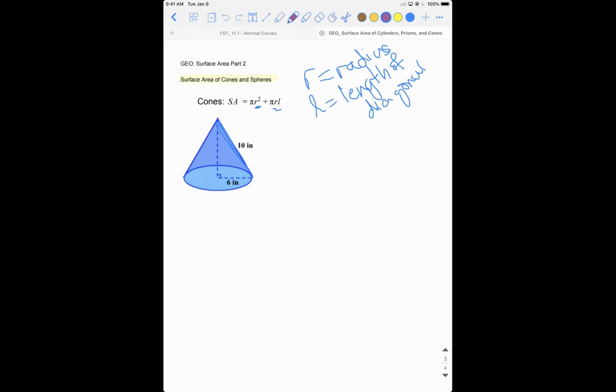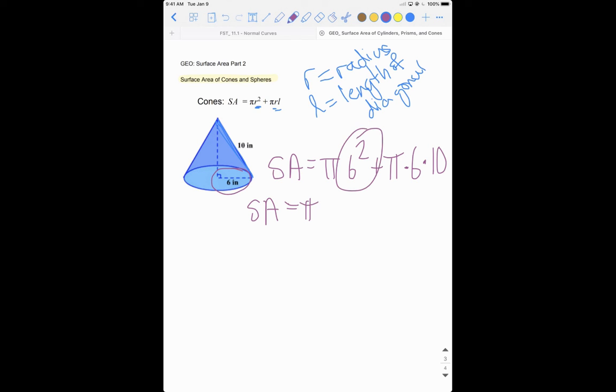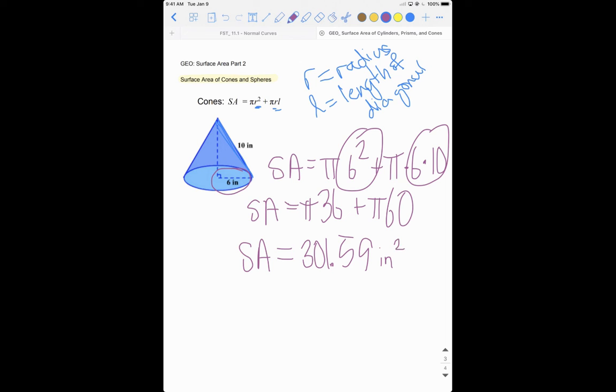So we have our surface area is equal to pi times our radius squared, which is 6 squared, plus pi times our radius times our length, which is 10. So personally, I like to simplify before putting in the calculator. Kind of takes out some error. So surface area is equal to pi times 36, plus pi times 60. And now it's much easier to type in your calculator. And when you go through and type that in your calculator, you should get a surface area of approximately 301.59 inches squared.